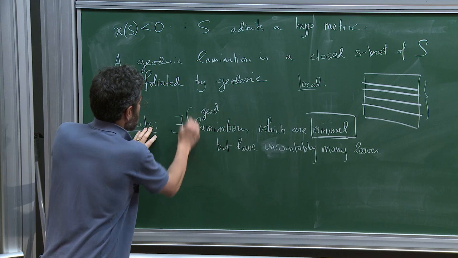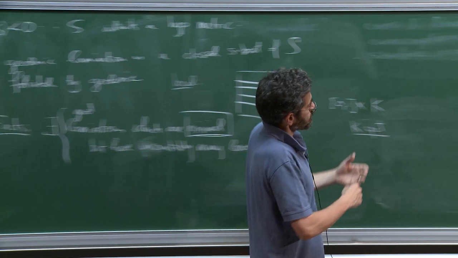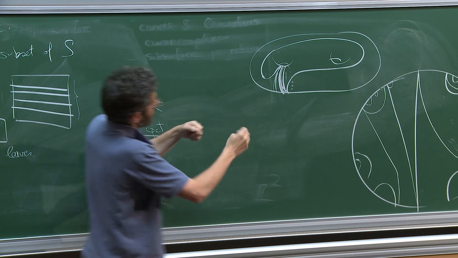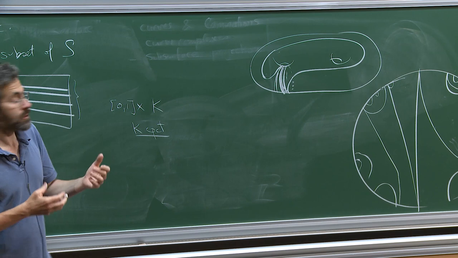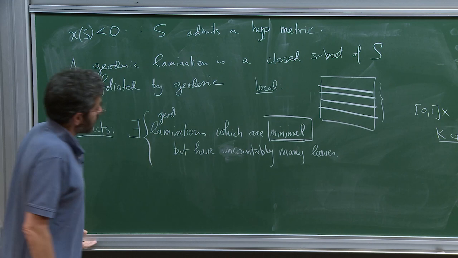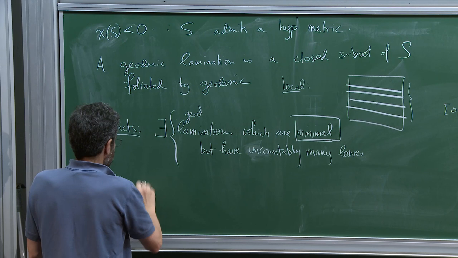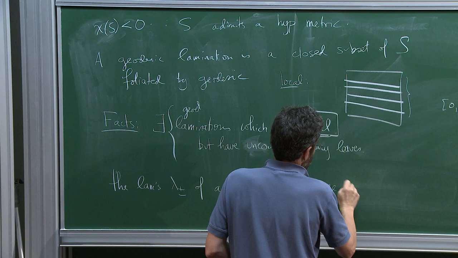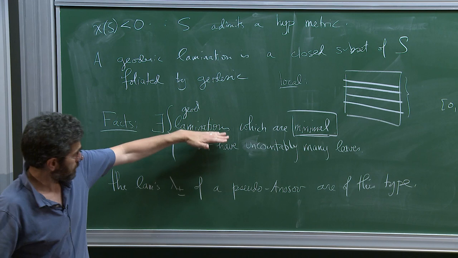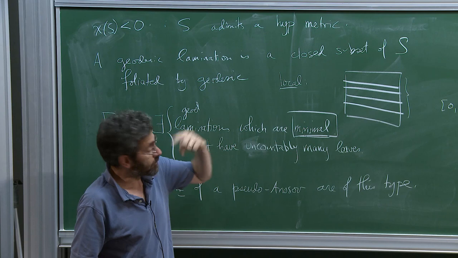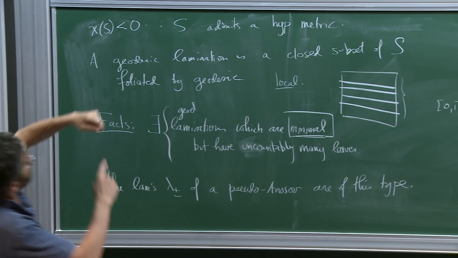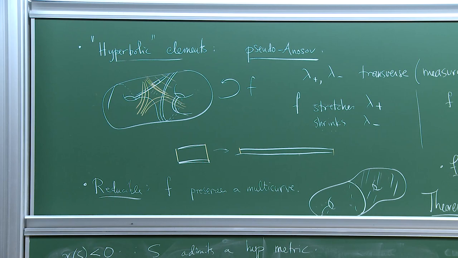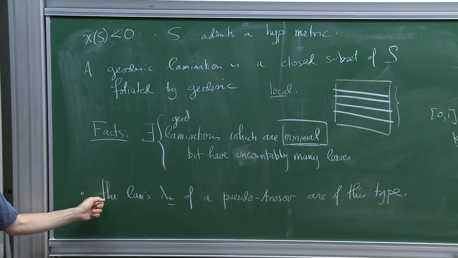But one rough idea is that if you take a sequence of closed loops that get longer and longer in a sort of generic way, then they will accumulate onto a lamination of this type. That's one way it comes about. The other one is from the pseudo-Anosov. The laminations, lambda plus and minus, of a pseudo-Anosov are of this type, which is to say they are minimal with uncountably many leaves. Another way to say that it's minimal is that every leaf is dense. Take any leaf in the lamination and follow it around, it'll accumulate on the entire lamination. That comes from being minimal. Okay, so there exist such laminations. Everybody okay with this story?